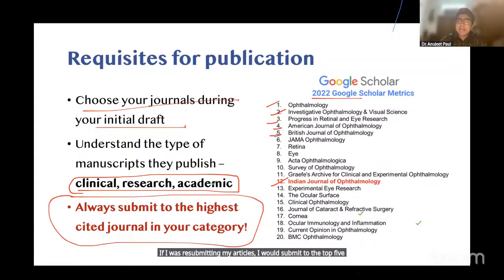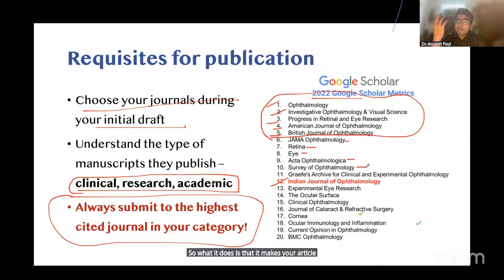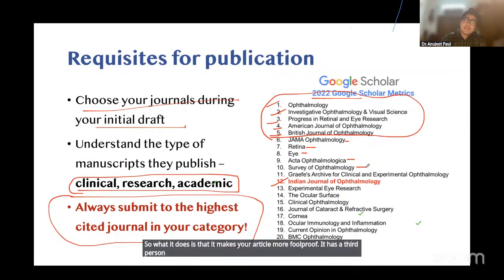Why? Because there is a high chance of rejection, but if they reject your article, they'll probably tell you why they're rejecting it. And you can always make these changes and submit to journal number 6, 7, 8, 9, and 10. So what it does is that it makes your article more foolproof. It has a third person read your article and give you data about your article.